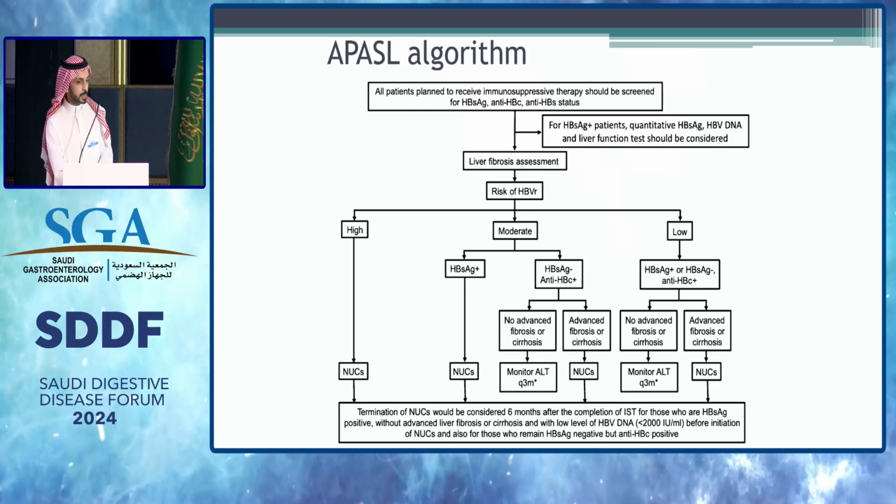So that's a really nice algorithm that they have included in the guidelines. It really summarizes things nicely. So the good thing is the addition of liver fibrosis assessment. So if you're high risk, that's straightforward. You go to nucleoside analogs. If you're moderate or low risk, you do the liver fibrosis assessment. If you have advanced fibrosis or cirrhosis, you initiate treatment.